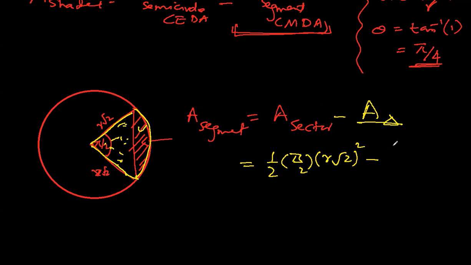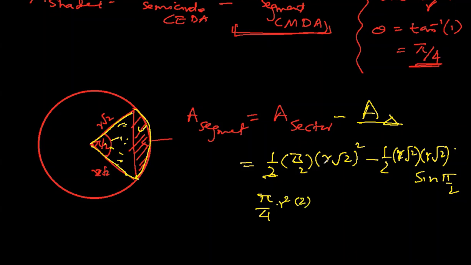minus area of the triangle is also known to us, half BC. B is r square root 2 here, and C also, both of them are r square root 2, and the angle between them is pi by 2, sine pi by 2. Alright, so it becomes 2 and 2, 4. So pi by 4 and r square times 2. Yeah, square root 2 square will be complete 2. They cancel out. So we are left with pi r square over 2 here.